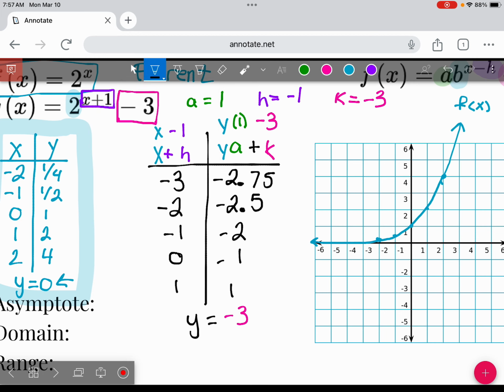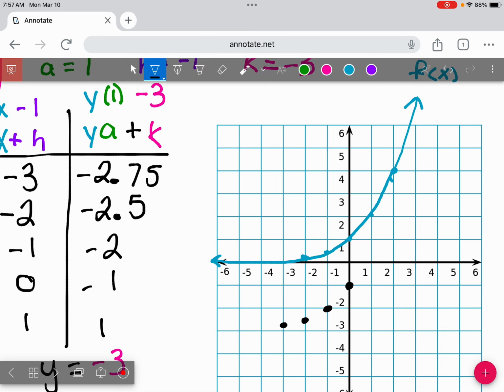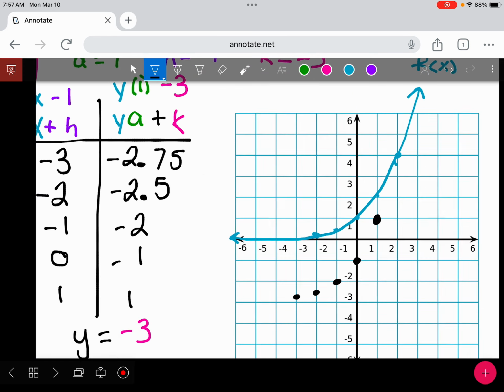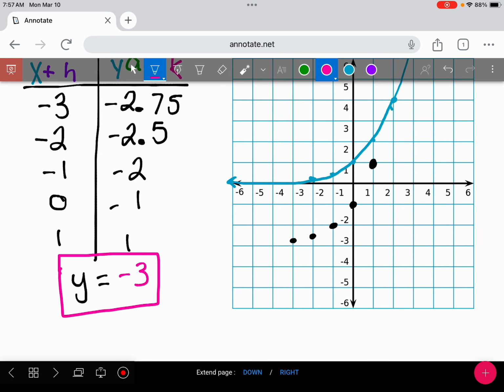We'll have our -3, -2 3/4, -2, -2.5, -1, -2, 0, -1, and 1, 1. So my dots all look like this. Important thing for us to get on here is that this is my wall. This is my barrier we cannot cross. Y equals -3. I'm going to draw that right here. Asymptotes we draw with dotted lines.